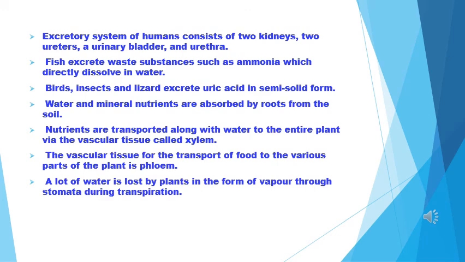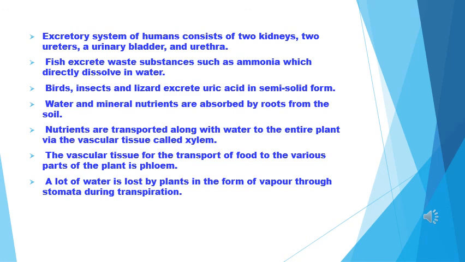The excretory system of humans consists of two kidneys, ureter, bladder, and urethra. Fishes excrete waste substances such as ammonia, which directly dissolve in water. Birds, insects, and lizards excrete uric acid in semi-solid form.